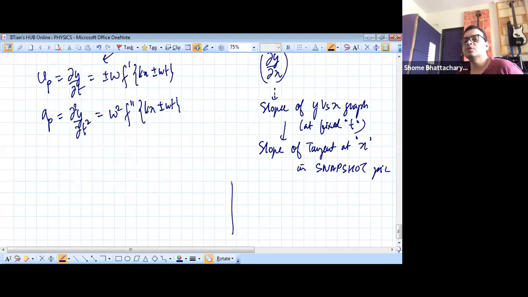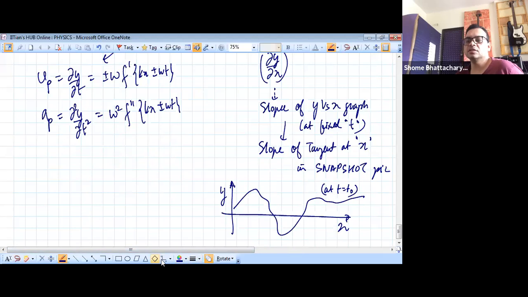So if we made a snapshot picture at some particular time, we are plotting y versus x for that graph, whatever that graph is, maybe something general like this, at some t equal to t naught, a fixed value of time. Now the graph is like this, the snapshot picture. If at a particular point x on that graph we draw a tangent, then the slope of this tangent is that. So that is the significance of this.